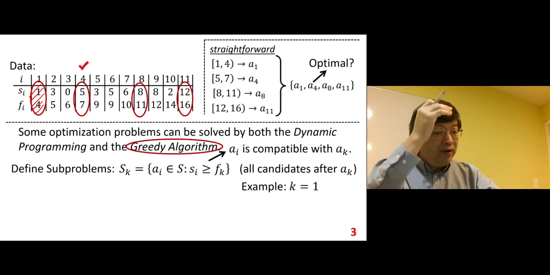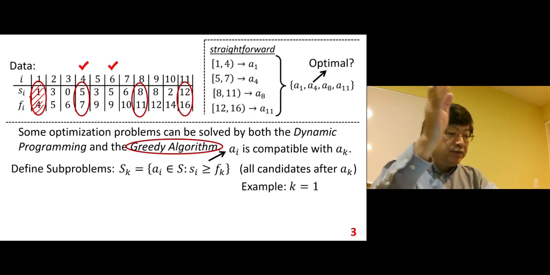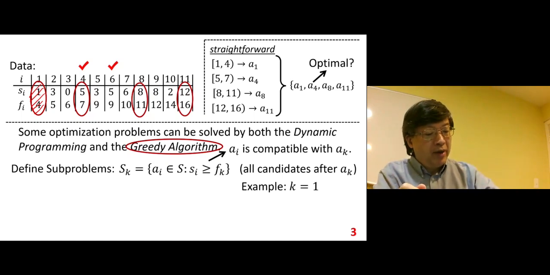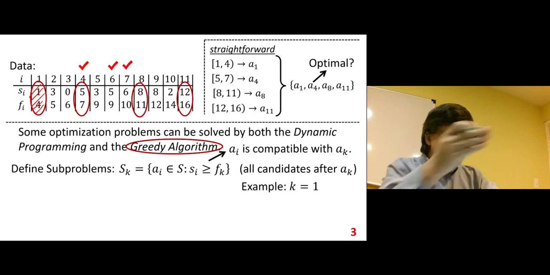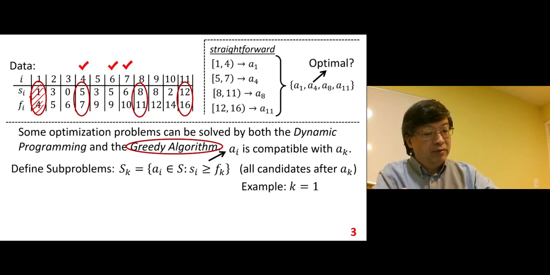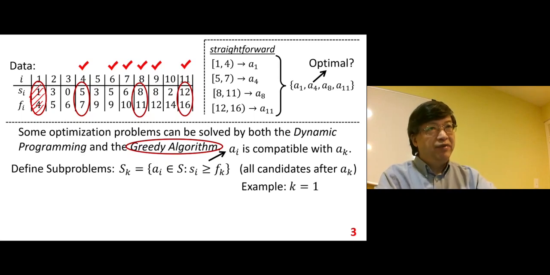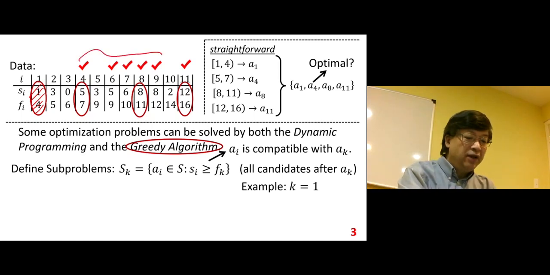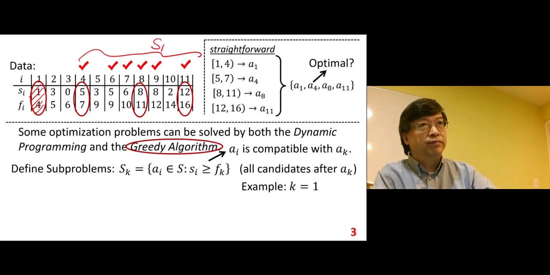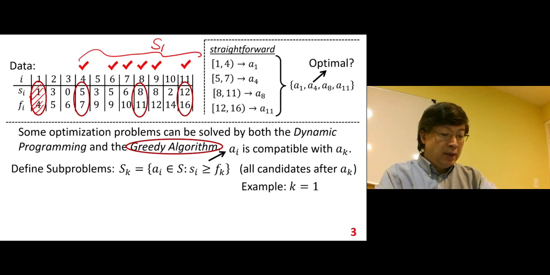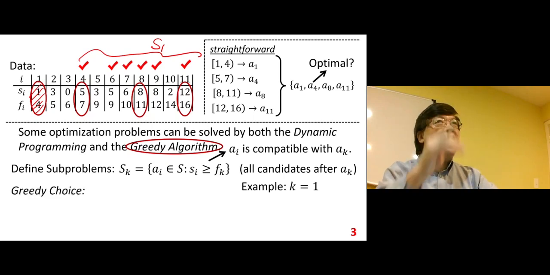First one, A4 after A1, compatible. A6 after A1, compatible with A1. A7 also after A1, compatible. A8, A9, A11. Yep, so you can see, based on our definition, these activities form the S1 subset.